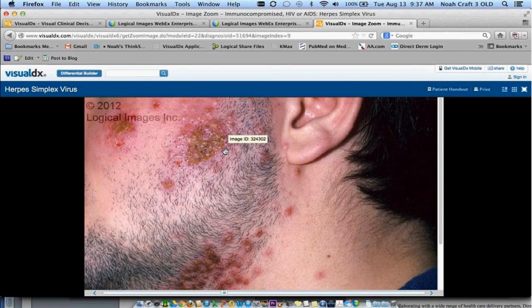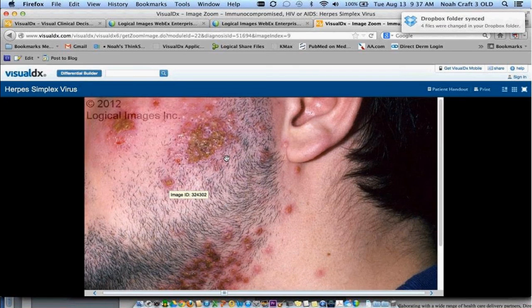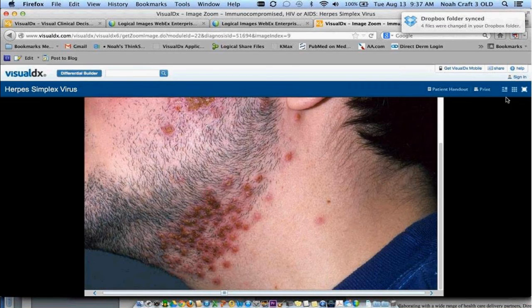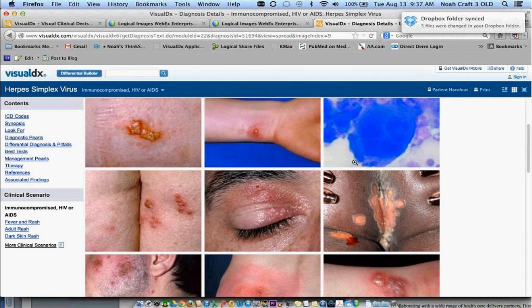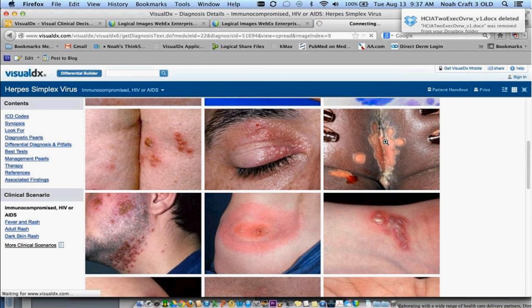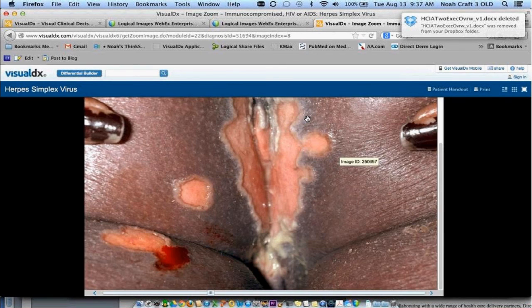So here you have HSV that's just running amok over the skin. This is coalescing groups of HSV in an immunocompromised patient. Another common area is persistent or chronic HSV of the genitals. Here you can see these punched out coalesced erosions. And this is all chronic HSV in an immunocompromised host.